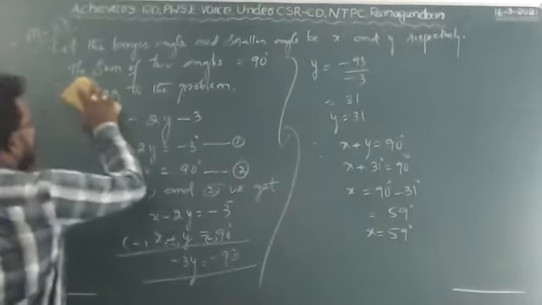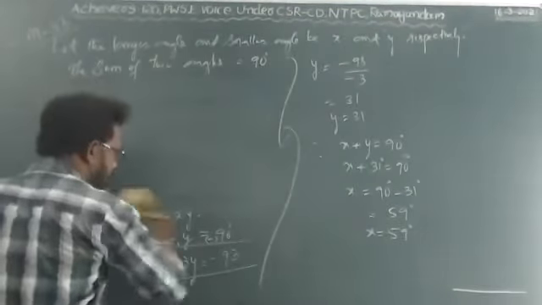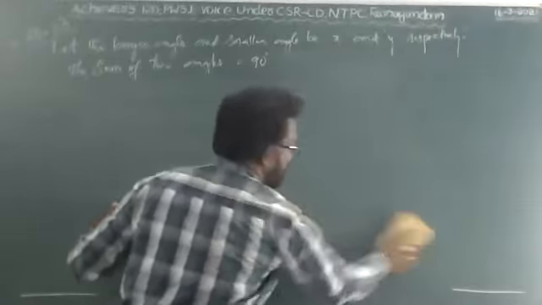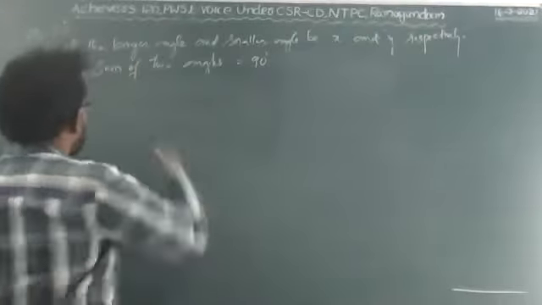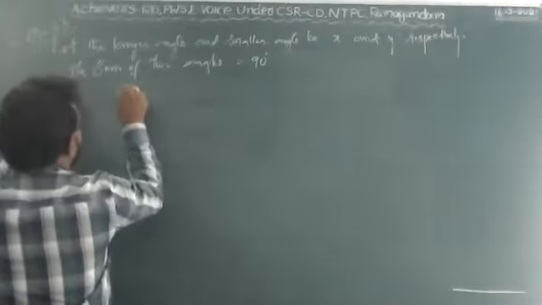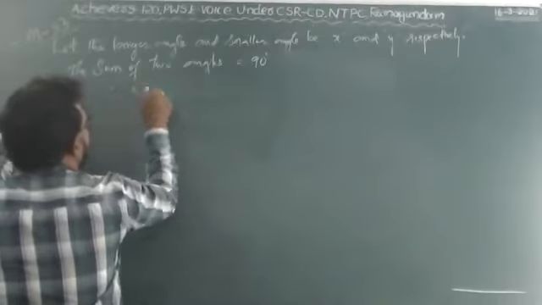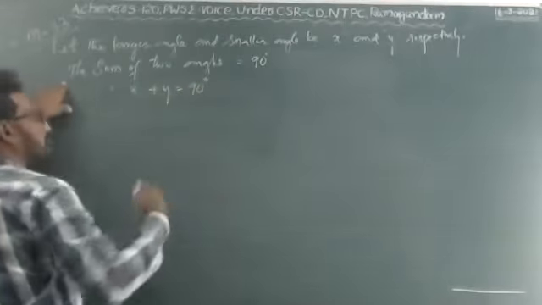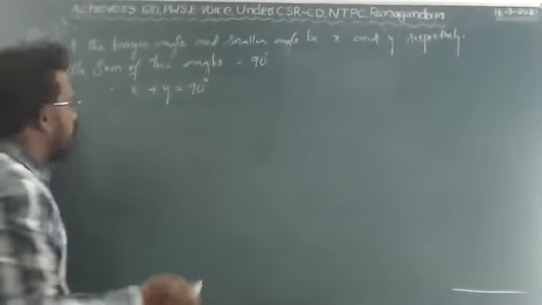We'll see from here. Now, the substitution method, we will see the same. First, we will see the substitution method. So, the sum of two angles is 90. Therefore, since x plus y is equal to 90, we can find either the y value or the x value, whatever it may be.